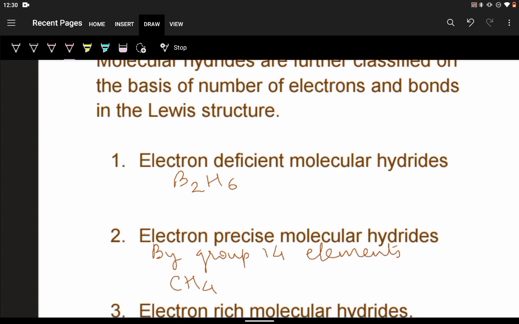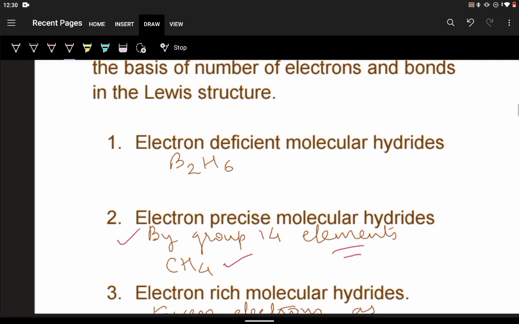The second one comes electron precise molecular hydrides. Electron precise molecular hydrides will be formed by the elements which are there in group 14. These molecules are generally tetrahedral in shape, and an example is CH4, methane.